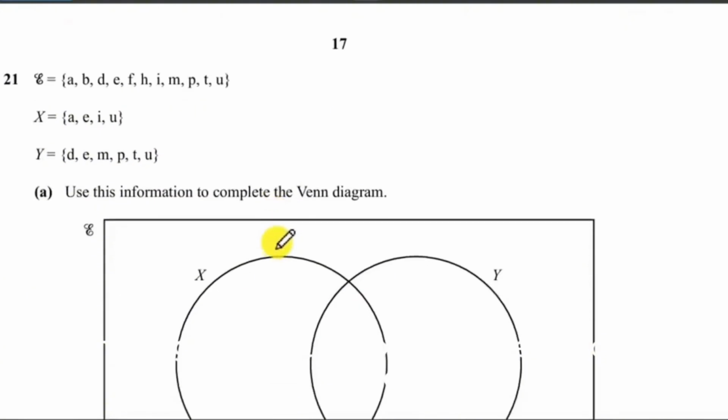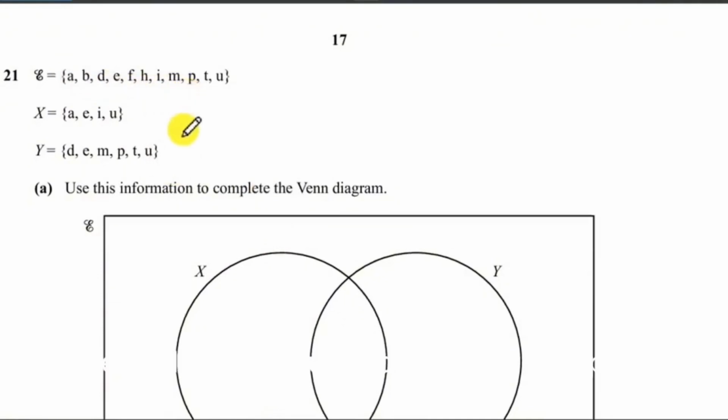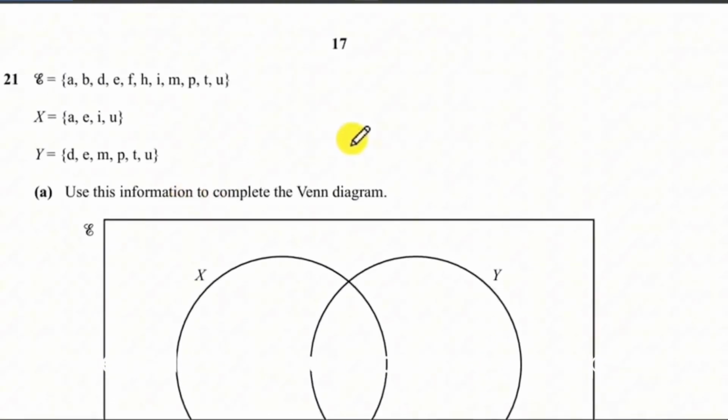Moving on to question 21, we're almost done. Universal set equals a, b, d, e, f, h, i, m, p, t, u. X equals a, e, i, u. Y equals d, e, m, p, t, u. Use this information to complete the Venn diagram.